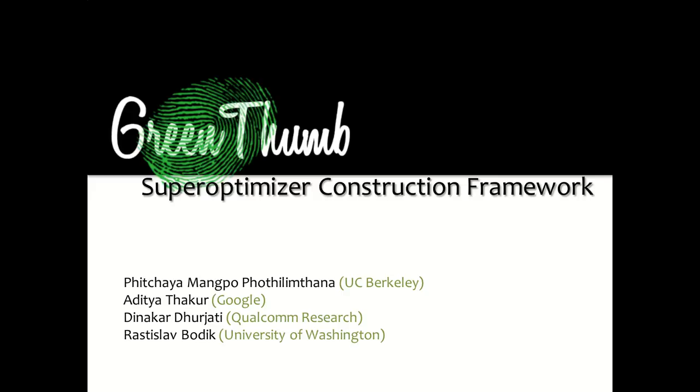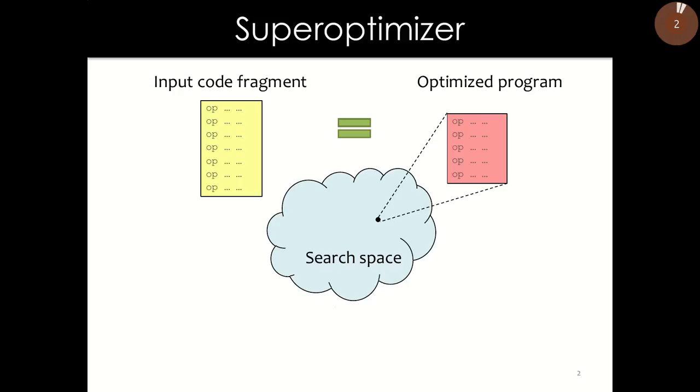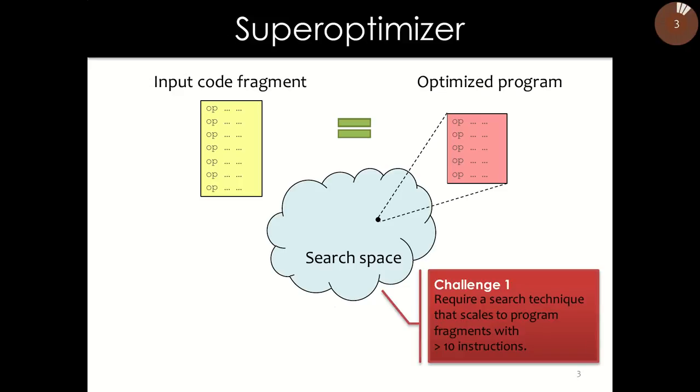This is a demonstration of GreenThumb, a Superoptimizer construction framework. What is a Superoptimizer? Superoptimization is a technique to optimize a code fragment by searching through the space of all possible instruction sequences. This technique is very useful. For example, it can be used to automatically generate peephole optimizations, to avoid buggy manually written rules, or missing optimizations entirely. But it is difficult to build a Superoptimizer.